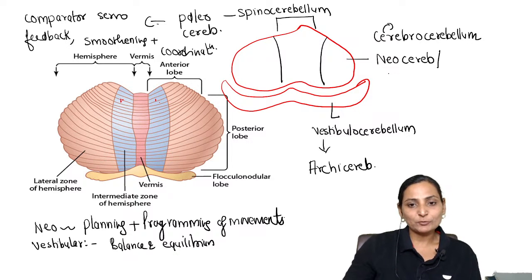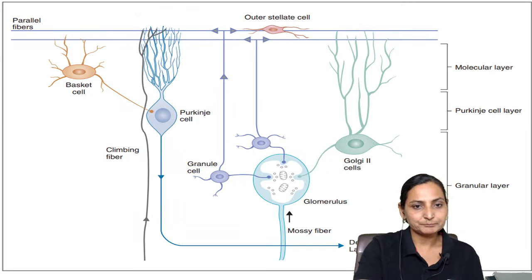Okay, suppose you have to pick up a pen. So this is the movement that is planned, and suppose there is any disparity between the movement that is planned and the movement that is executed, it is going to be corrected by the spinocerebellum. That is called the comparator feedback mechanism.